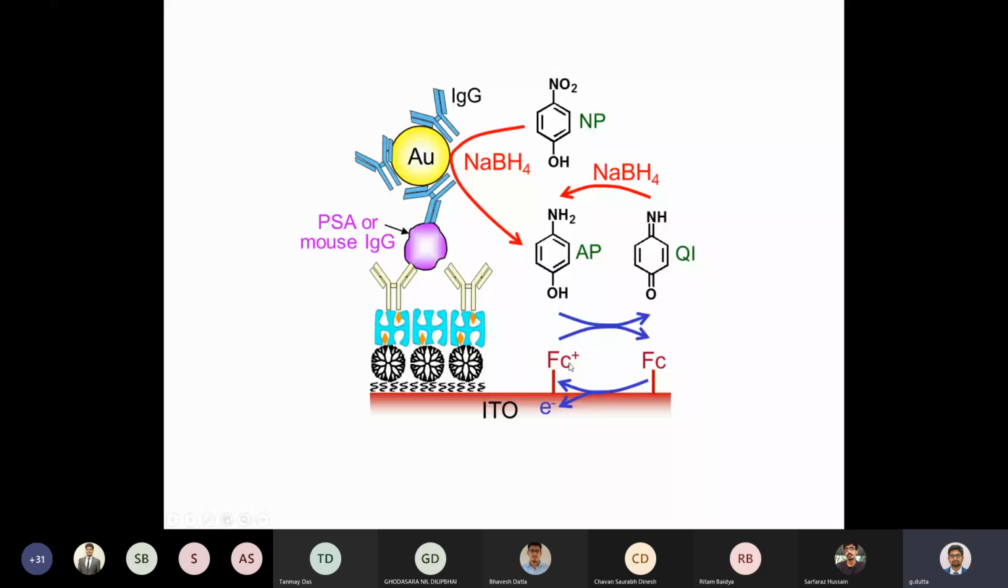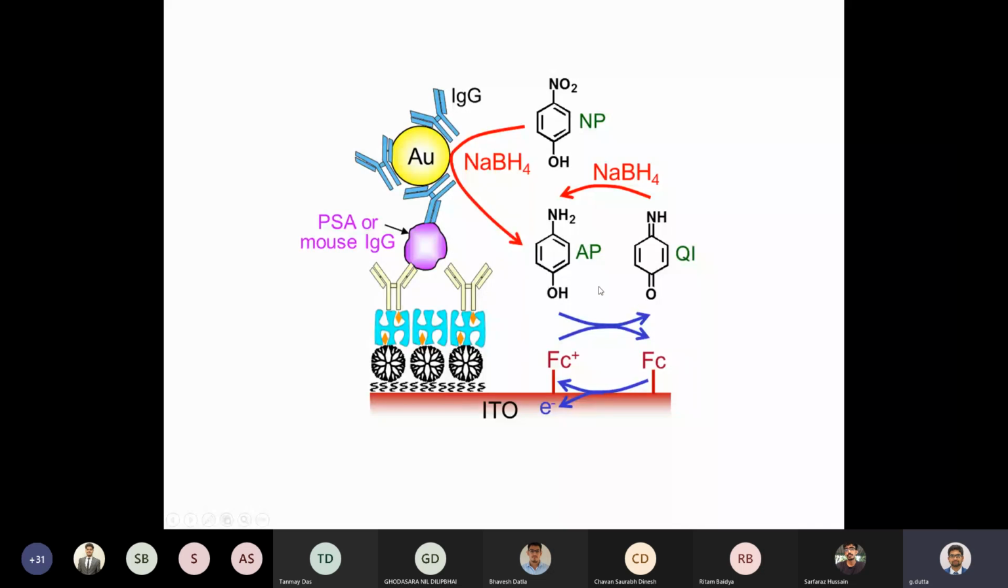So Fc plus means it has already released one electron. When Fc plus, the higher oxidation state, reacts with aminophenol AP, it forms the lower oxidation state, that is Fc0. So Fc plus itself is reduced to Fc0 and AP is oxidized. Qi, the quinonimine, is the oxidized form, and AP is the reduced form.